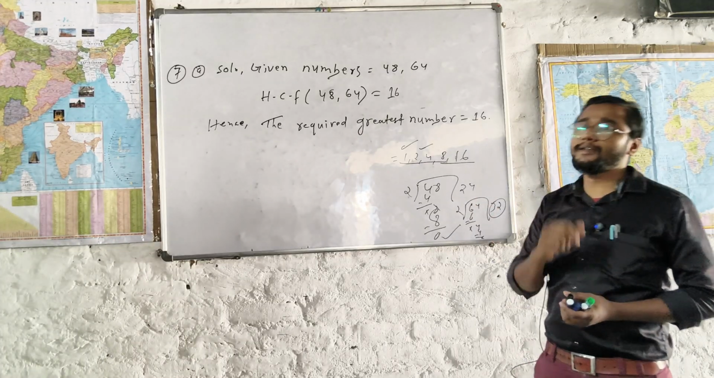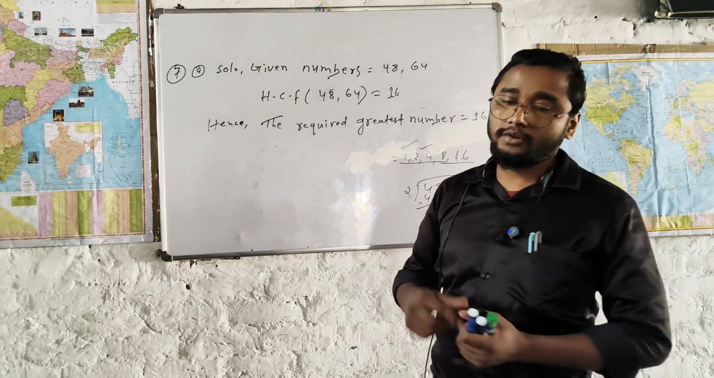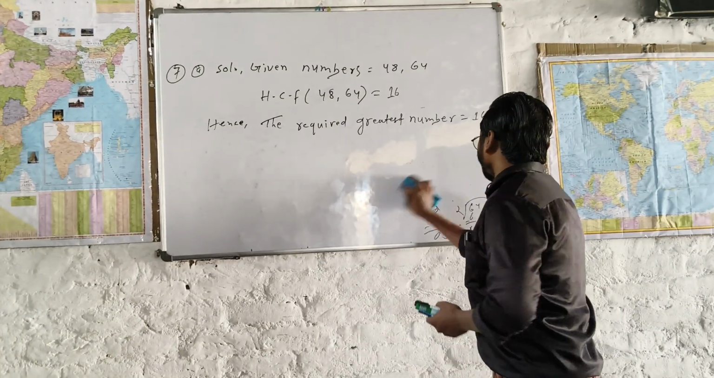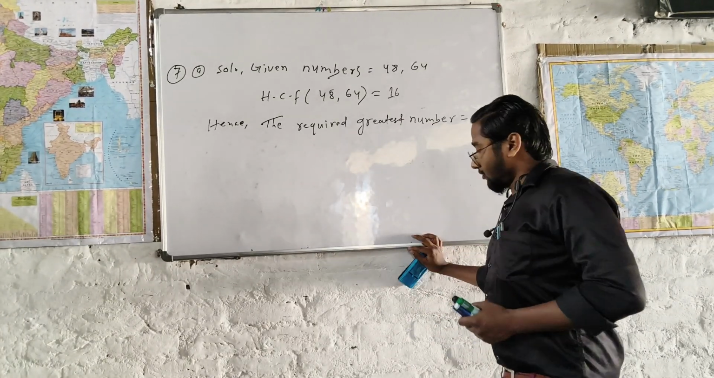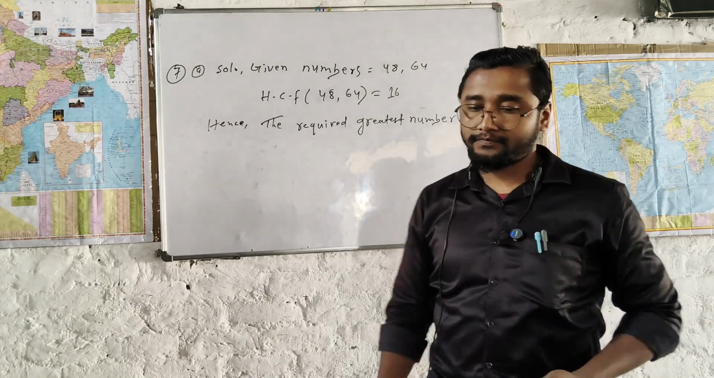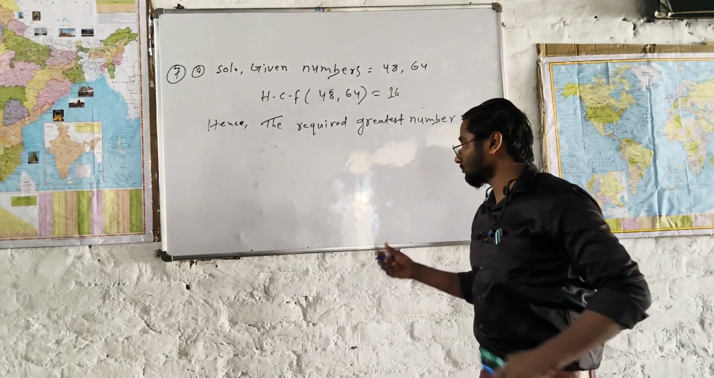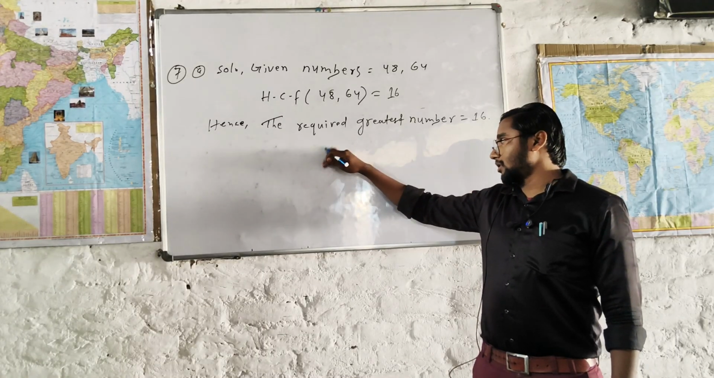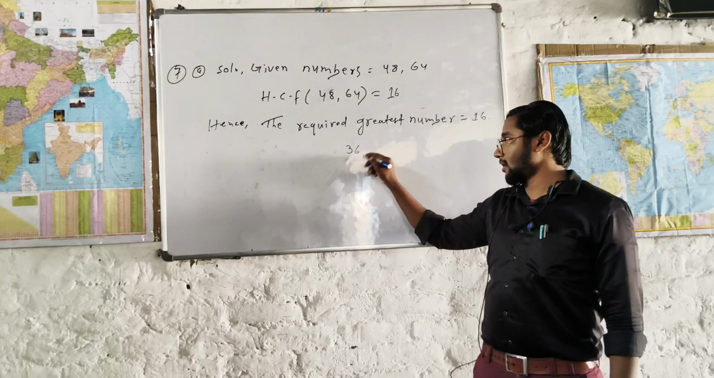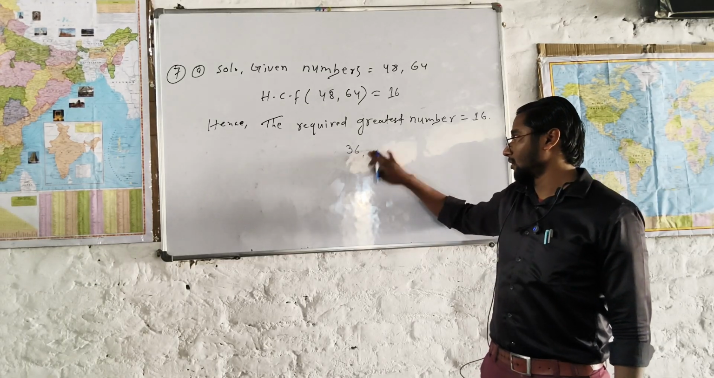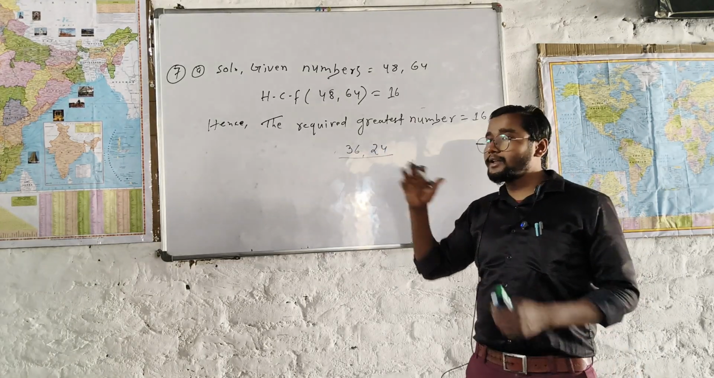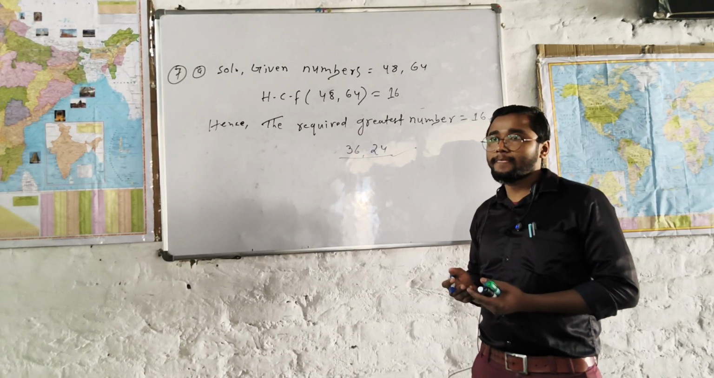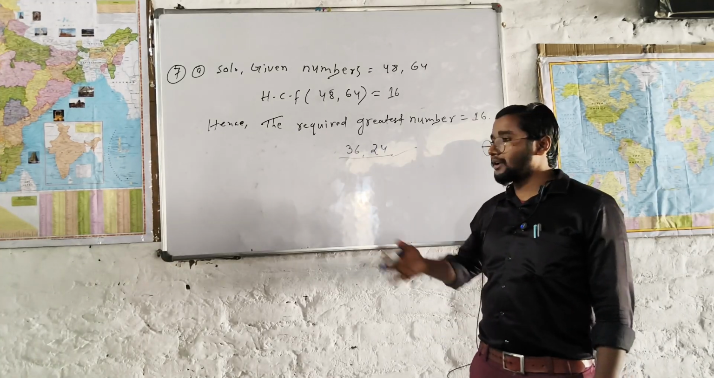Yeah. Let me take one more example, then you can understand. Let me take a very simple example. Find out the greatest number that will divide both 36 and 24, giving remainder 0. You will say, sir, let's do the HCF now.